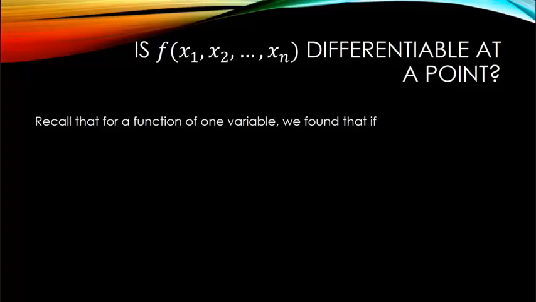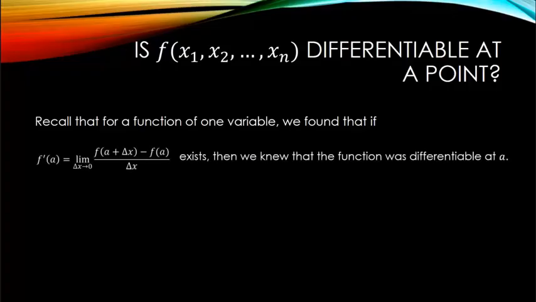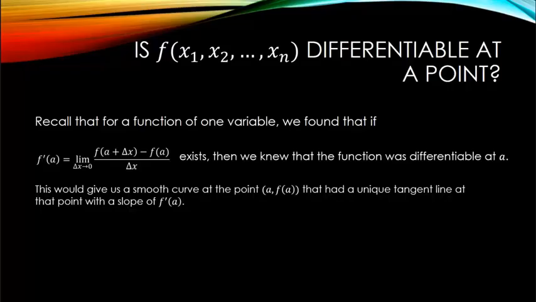So remember, when we were working with functions in one variable, we found out that if f prime of a is equal to the limit as delta x goes to 0 of f of a plus delta x minus f of a divided by delta x exists, then we knew that the function was differentiable at a. This would give us a smooth curve at the point a and f of a that also had a unique tangent line at that point with a slope of f prime of a.